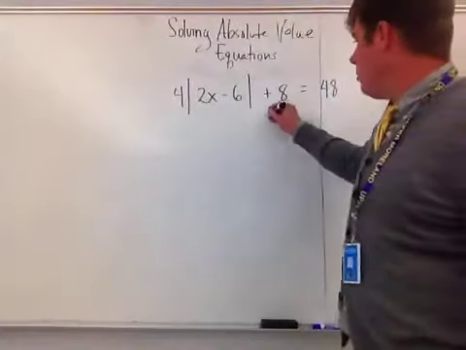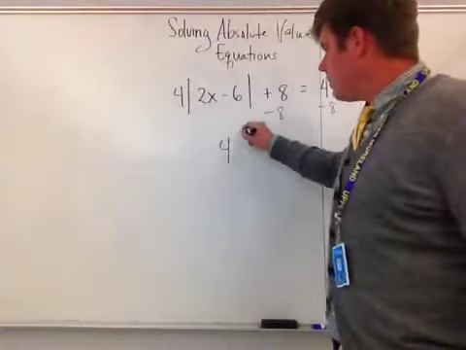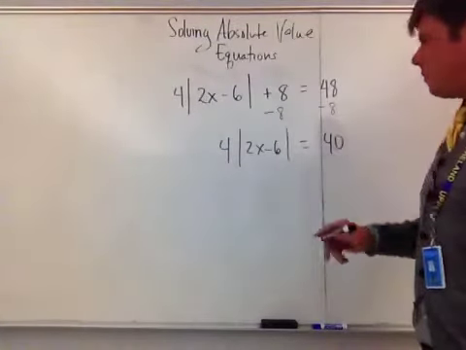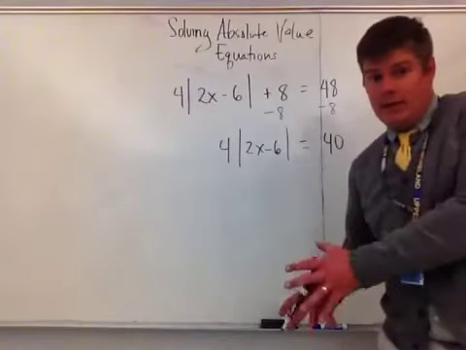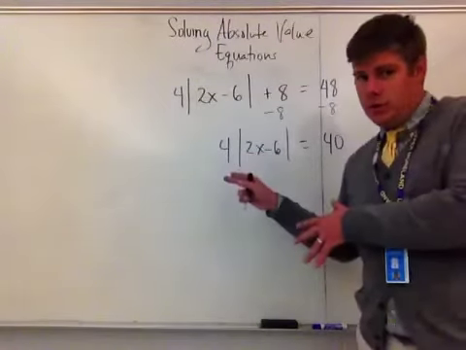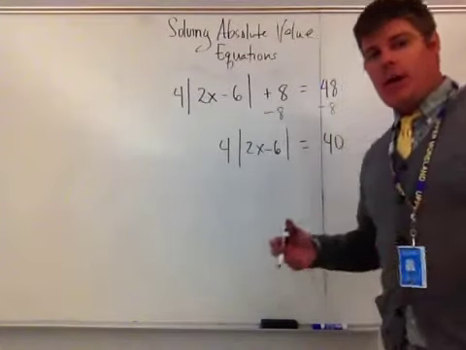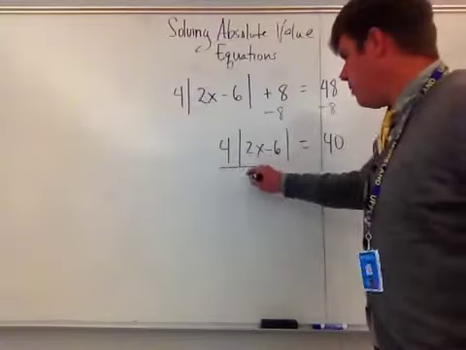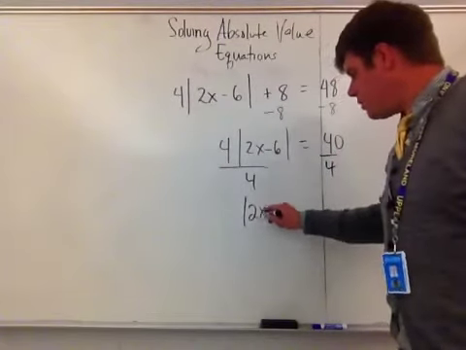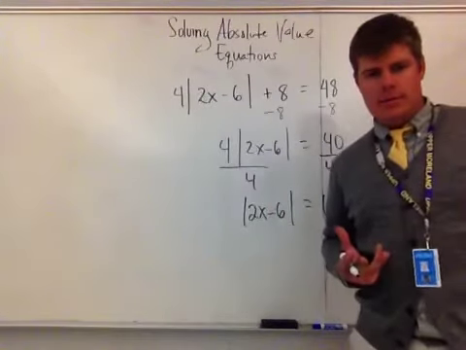So we go minus 8, minus 8. I get 4 times the absolute value of 2x minus 6 equals 40. Remember we talked about that idea of 10. Right here I have 4 times the absolute value. I can't distribute, so don't do it. How am I going to break apart the multiplication of 4 and the absolute value? I'm going to divide by 4. So if I divide by 4, the absolute value of 2x minus 6 must be equivalent to 10. Now I'm not done.